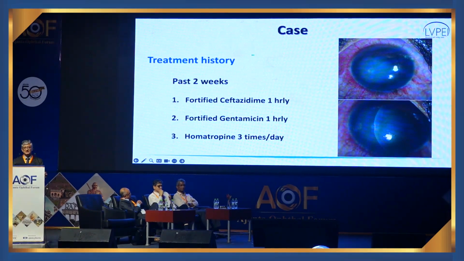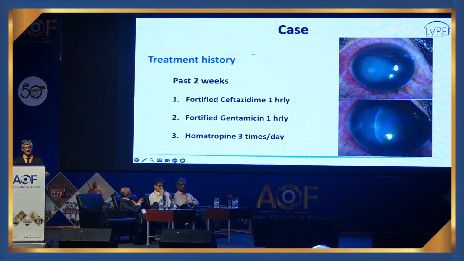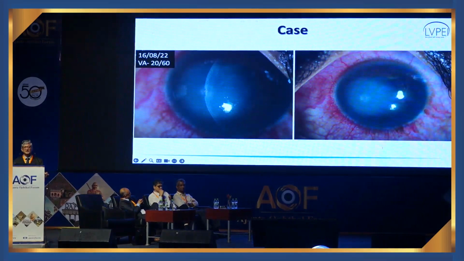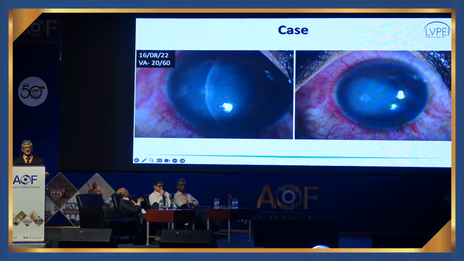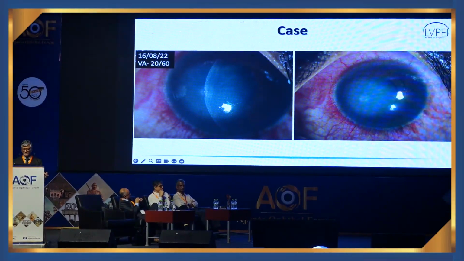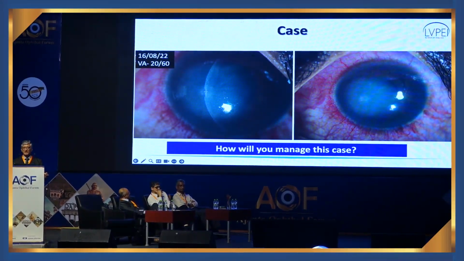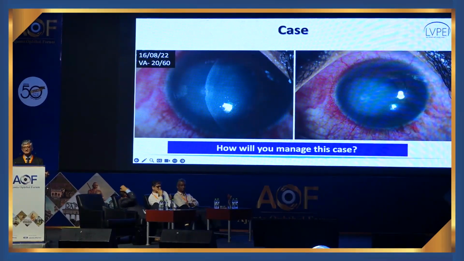The patient was evaluated earlier by a local ophthalmologist who started treatment with fortified ceftazidime and fortified gentamicin, both given 1 hourly, and atropine 3 times per day. On the day of presentation, as I showed you the clinical picture, the visual acuity was 20/60. How are you going to manage this patient?